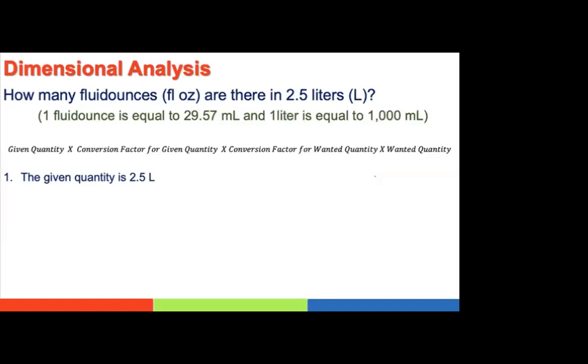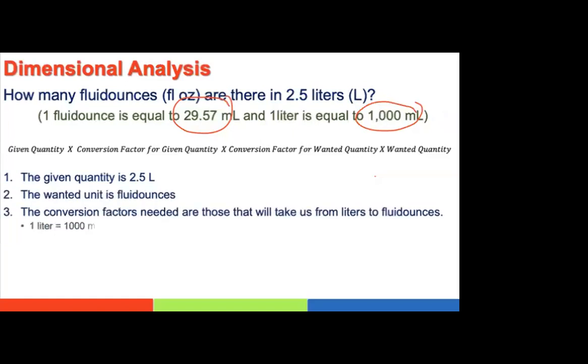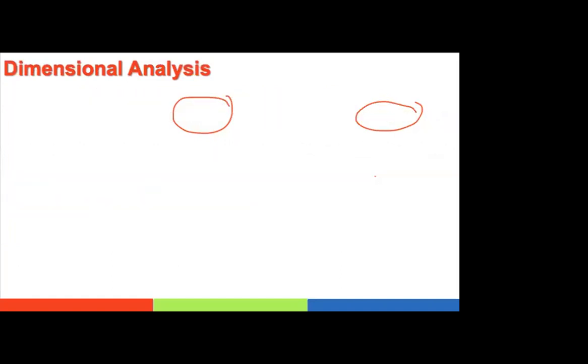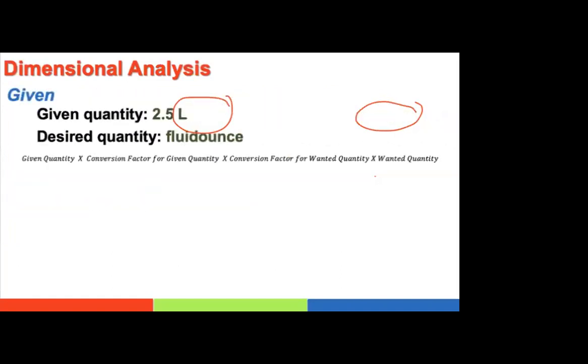No? 1 fluid ounce is equal to 29.57 ml. And 1 liter is equal to 1,000 ml. Yan ang mga conversion factor. And then from that numbers or conversion factors, makukuha mo na kung ano ang equivalent amount ng 2.5 liters to fluid ounce. So the wanted unit is fluid ounce. The conversion factors needed are, 1 liter is equal to 1,000 ml and 1 fluid ounce, 29.57 ml. So how do we solve this?